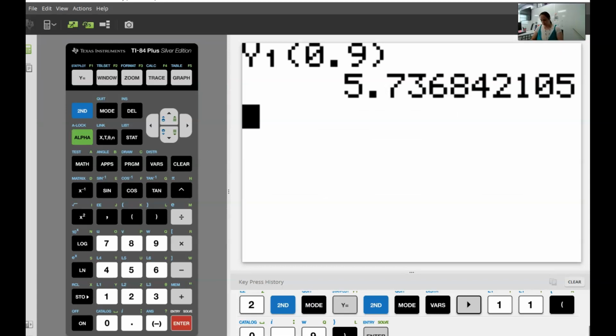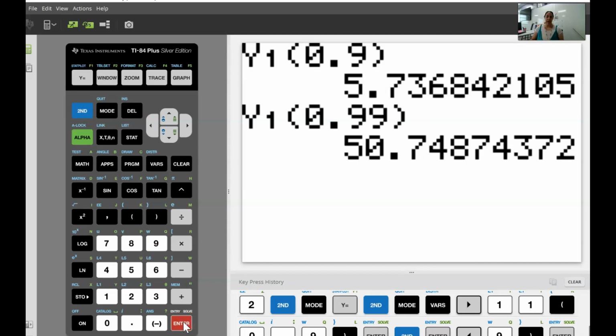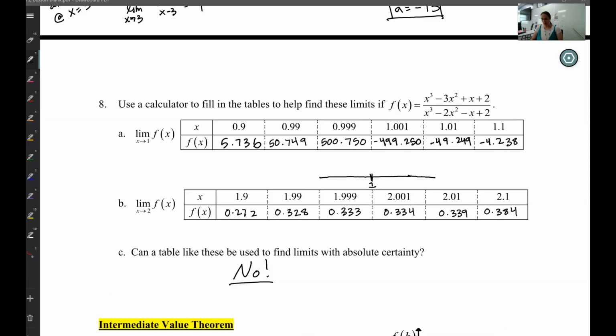Now I can do a second trick. If you hit second and then enter, it's going to copy the last thing you put in. And now here I can go back, add another 9, and I have my next value I want to plug in, 50.748. So pause the video, go do that, and do it for both lines on your table. So you get all the values, 0.9 to 1.1 and 1.9 to 2.1. Okay, hopefully you have it all filled out.